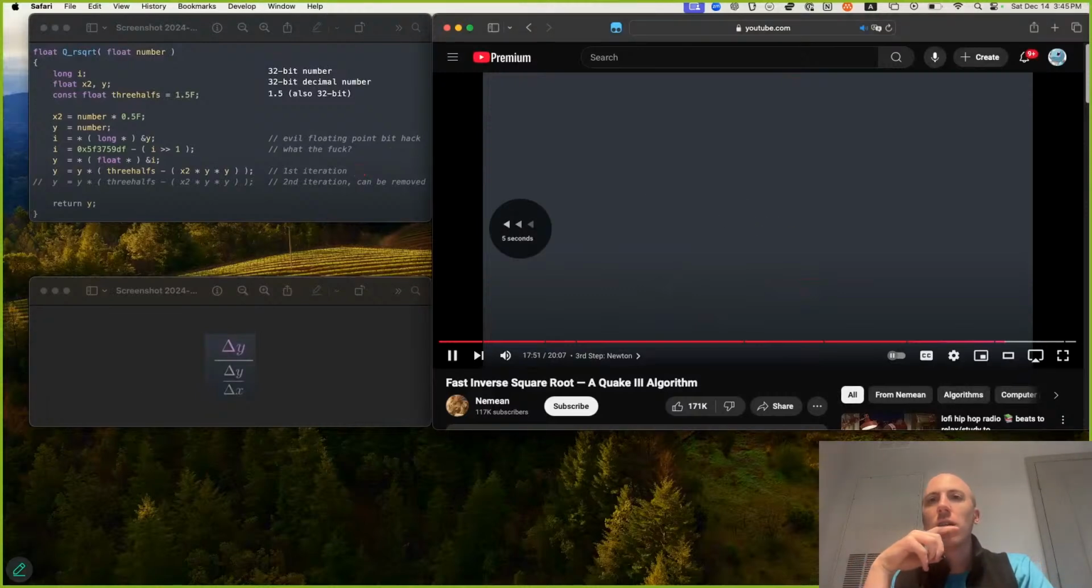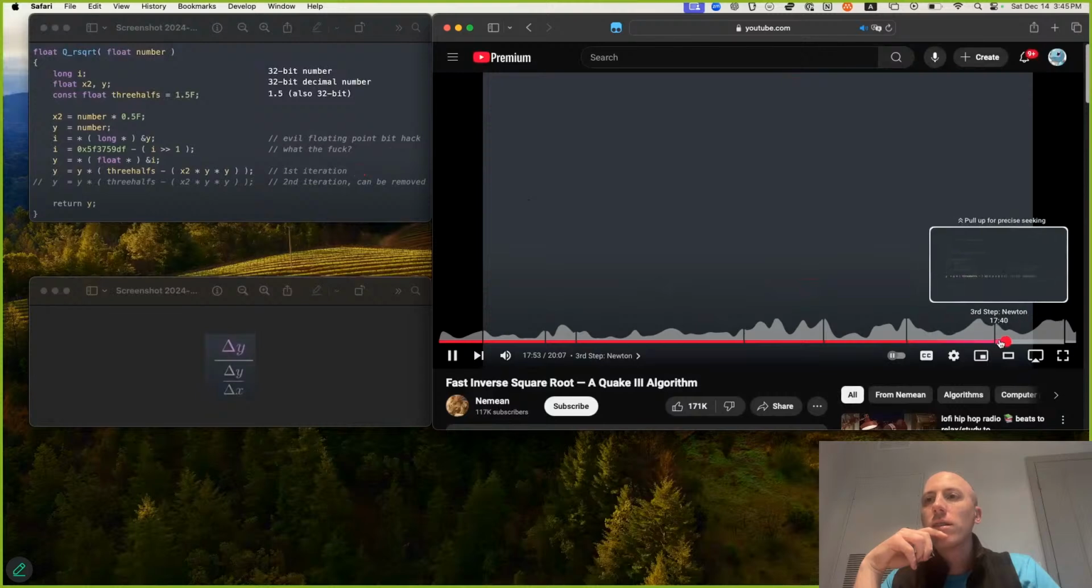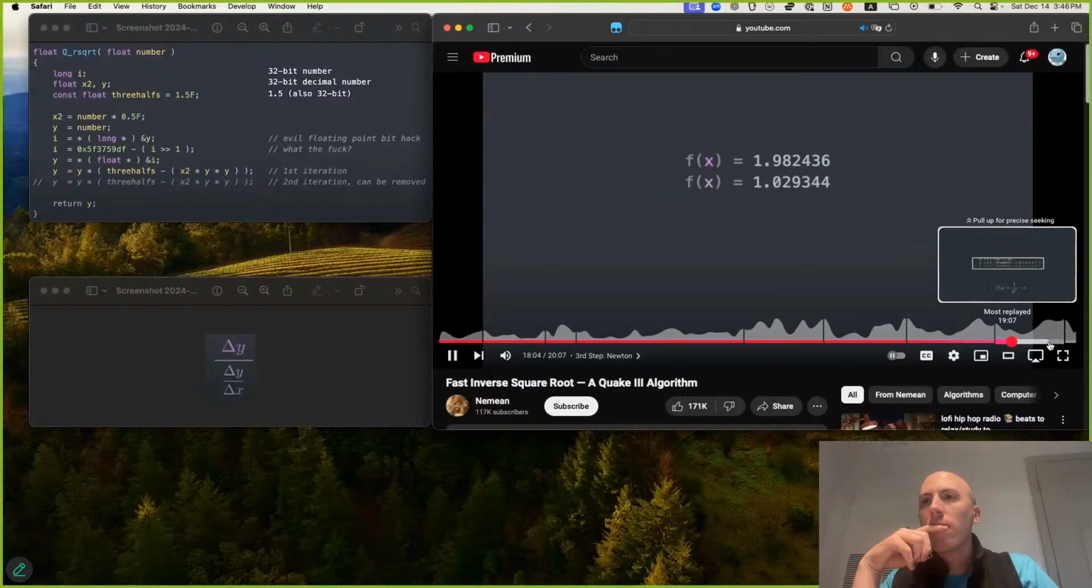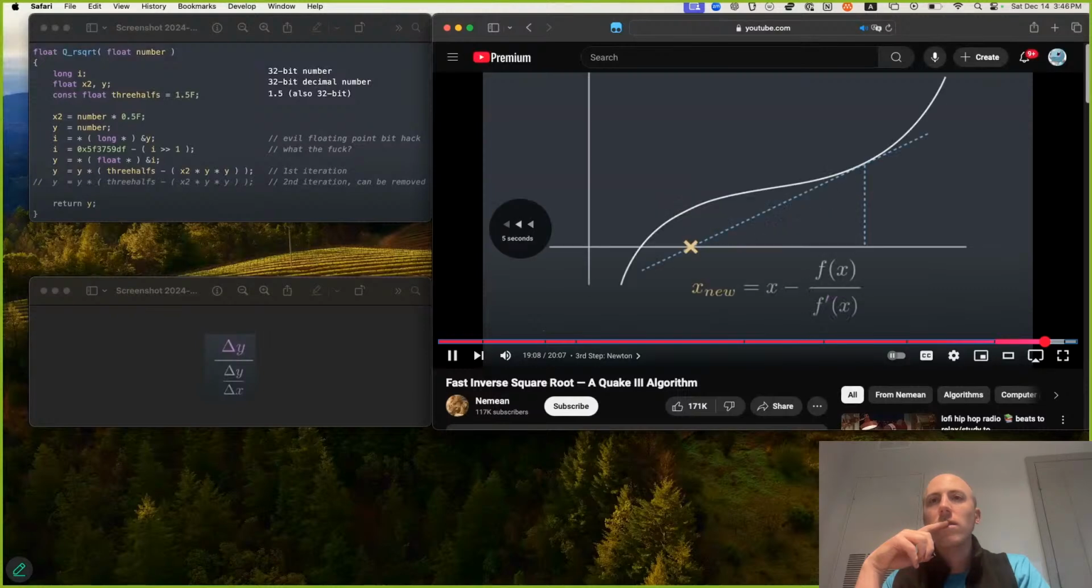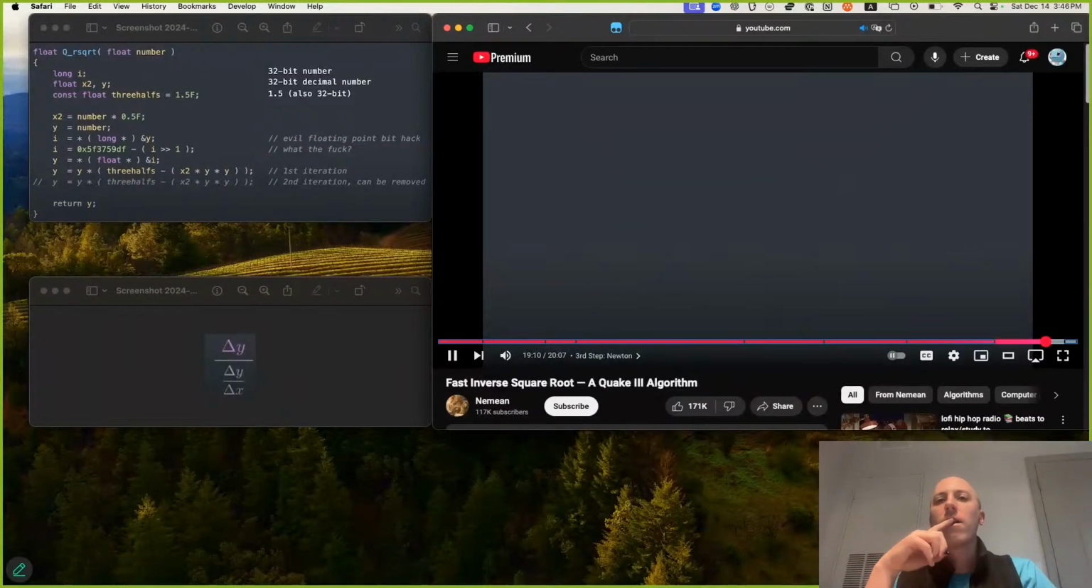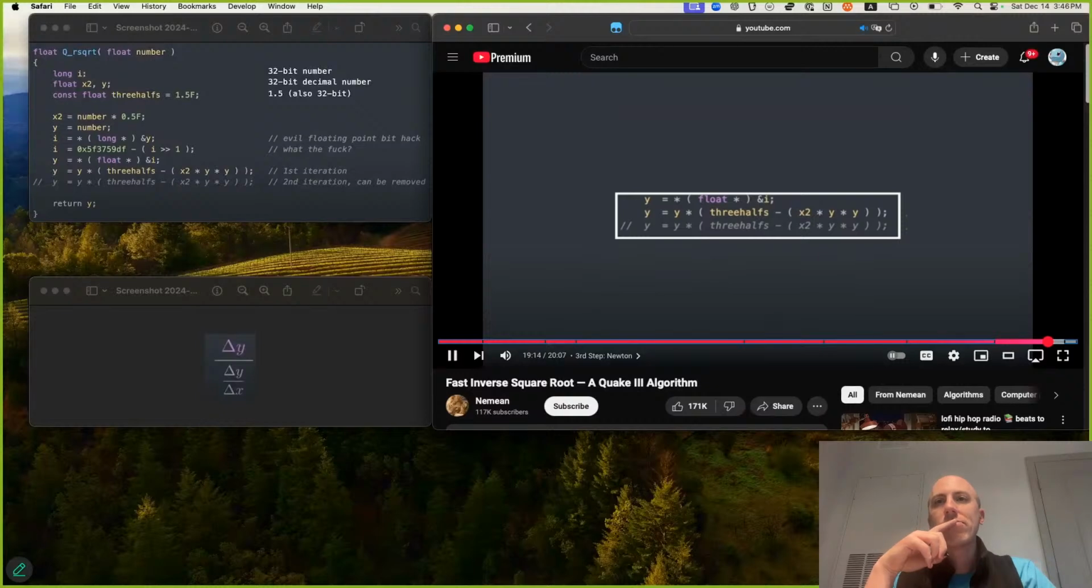Newton's method is a technique that finds a root for a given function, meaning it finds an x for which f of x equals 0. It does so by taking an approximation and returning a better approximation, and usually you repeat the process. The informed viewer can now verify that the last line is one such Newton iteration applied to the function f of y equals 1 divided by y squared minus x.